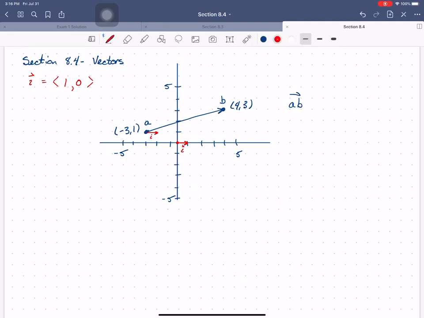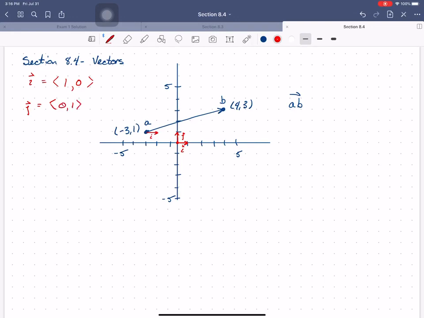Now we have another standard vector that we call J. And the standard vector J is just a unit vector, a vector of length 1 that moves vertically. And J then is (0, 1).